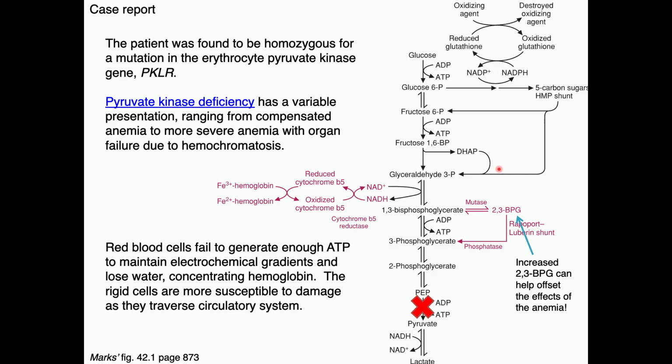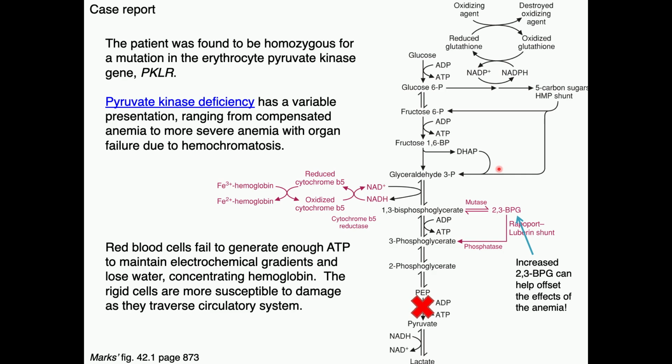Just as an interesting feature of this condition, with the pyruvate kinase activity low, you get a buildup of all the intermediates of glycolysis, and that causes a diversion of the substrates into the Rapoport-Luebering shunt and generates more 2,3-bisphosphoglycerate, and that can help, not compensate for the anemia so much as, I guess, increase the efficiency of the red blood cells that are there. Okay.